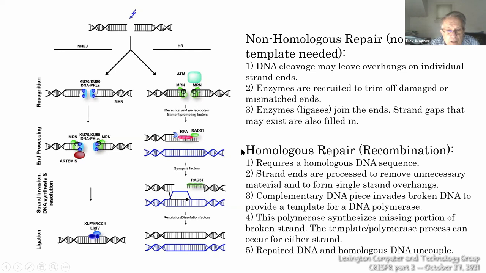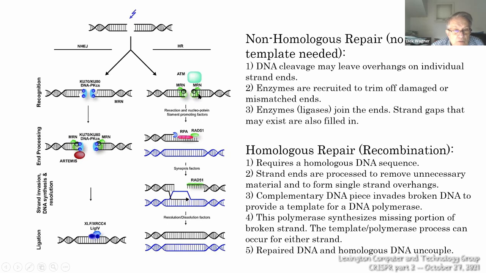In the homologous situation, again, we have some enzymes that come in and recognize that there's been a break here and they start to work on it. But now they know that there's this lurking homologous DNA sequence around here that we can use to help in the repair. This particular group of enzymes actually does a lot more trimming, and it will trim away a lot more of this strand, leaving this much longer portion of the complementary strand.